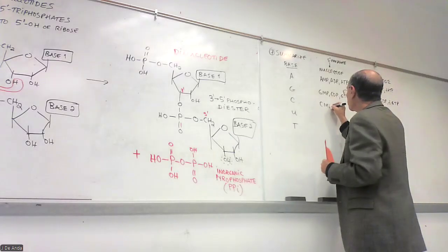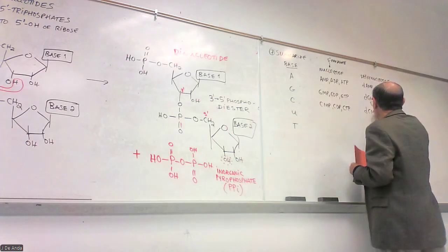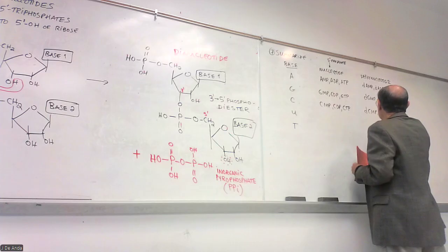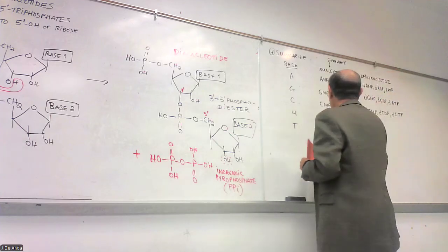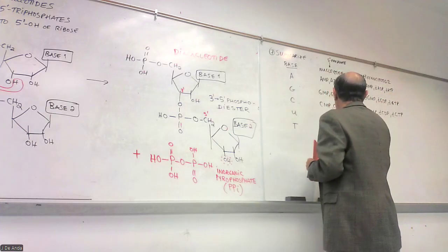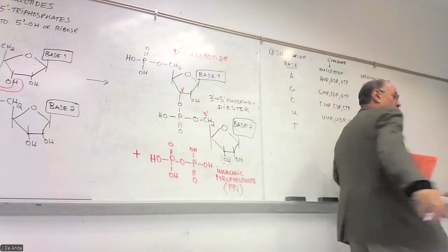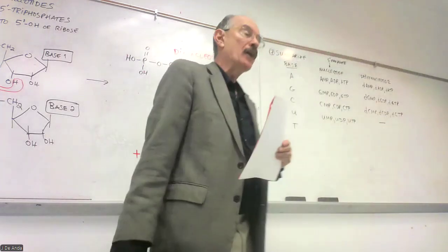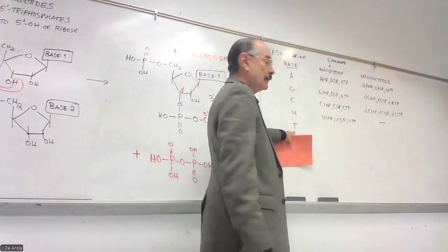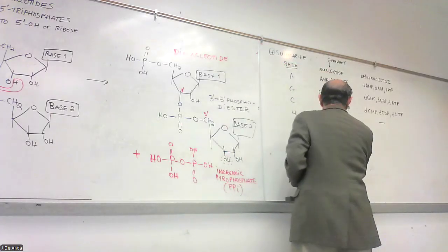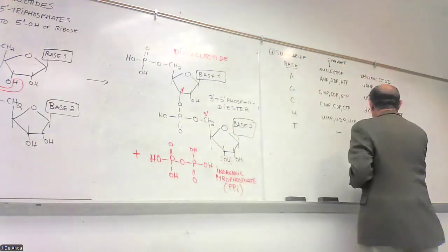Cytosine, same thing: CMP, CDP, CTP, or dCMP, dCDP, dCTP. Uracil: UMP, UDP, UTP, and the deoxy, you don't find it. So the cells do not use uracil when they're building the deoxynucleotides. Similarly, for thymine, the cell does not use thymine to build ribonucleotides. It only uses it for the deoxy ones.